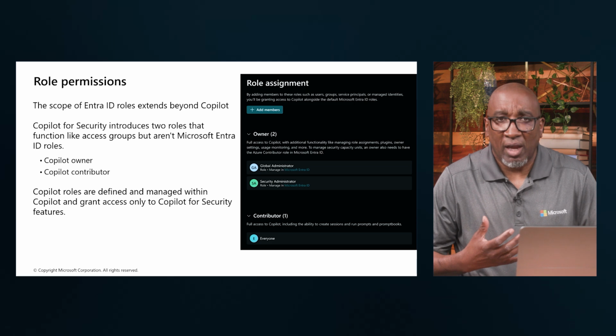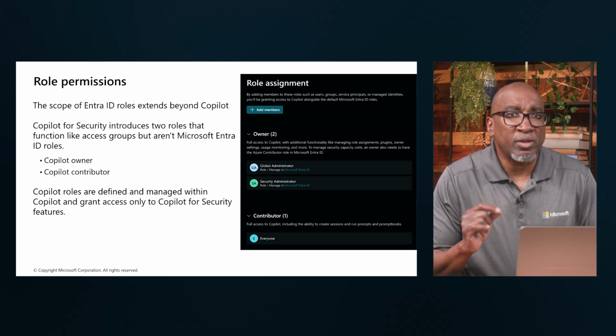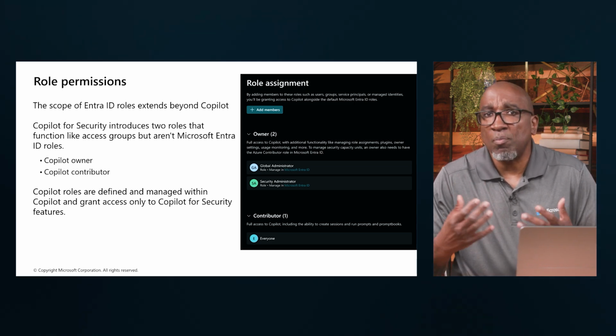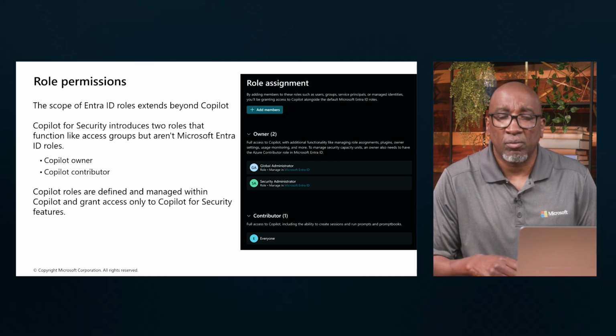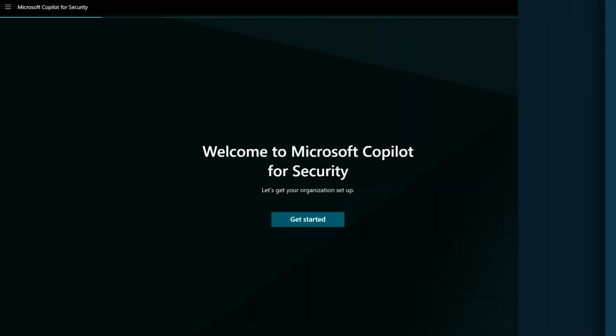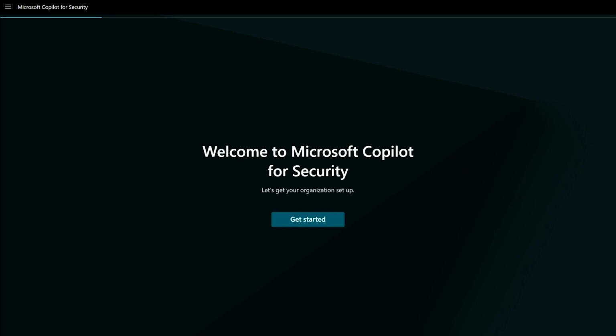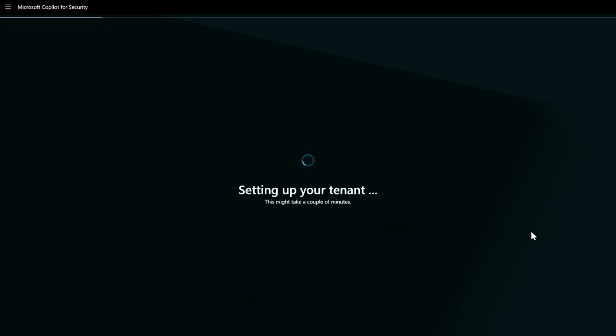So what would that look like? So let's take a short little demonstration of how we would onboard Copilot for Security. So this is the Copilot for Security standalone experience. If we come in and we're trying to provision a new Copilot for Security environment, we just need to click Get Started. And what it'll do is it'll begin to set up our tenant to be able to onboard Copilot for Security.